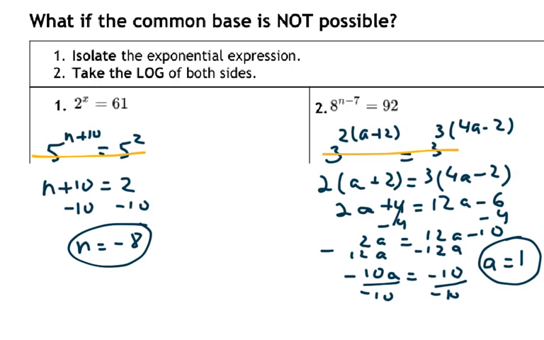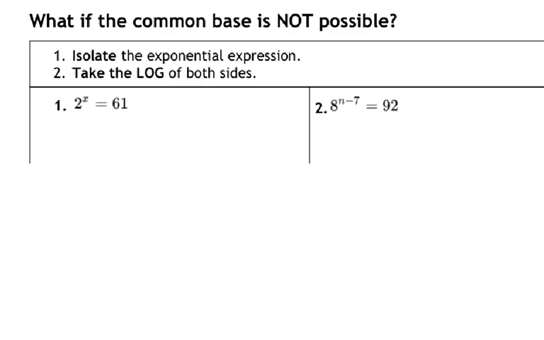Now let's see what happens if a common base is not possible. So we have 2 steps. First, we have to make sure to isolate the exponential expression. And second, we can take the log on both sides. So the log, as you know, means log base 10.